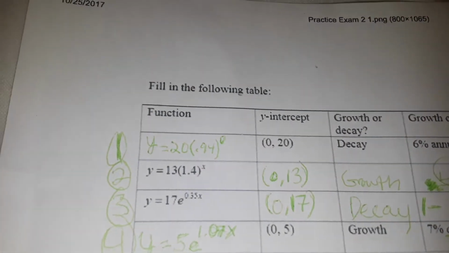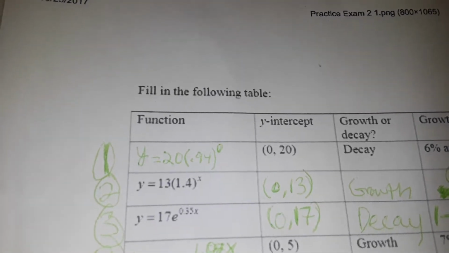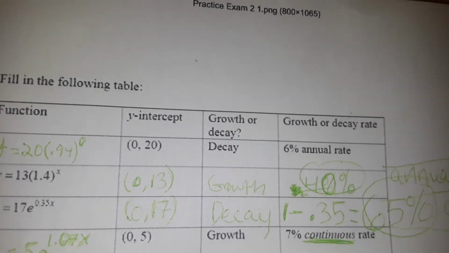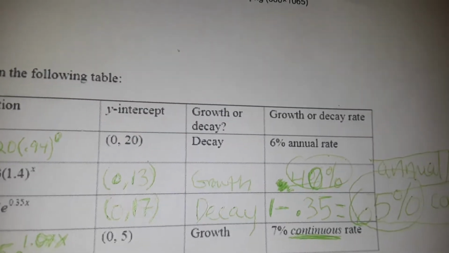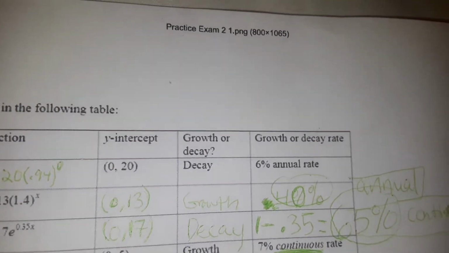So this is going to be my video for question 1 of practice exam number 2. What it asks us to do is to fill out the rest of this table, which you see I've done in green. First one, they tell us the y-intercept, they tell us that it is a decay, and they tell us that it has an annual rate of 6%.